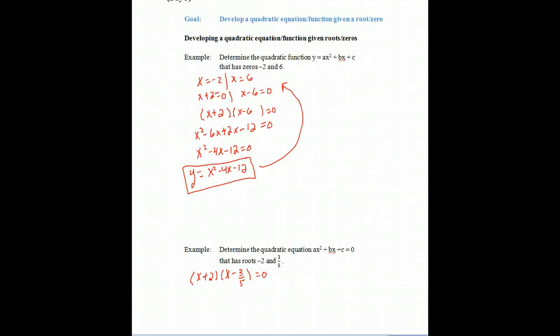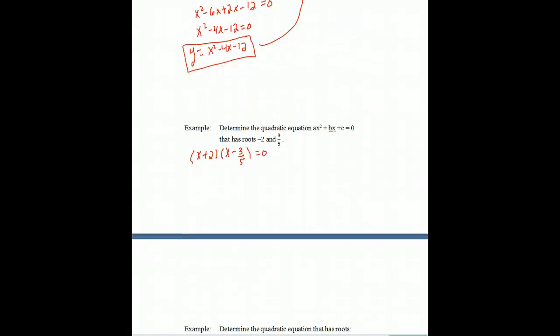Now in our next example here, we're given roots of -2 and 3/5. What you can do here is take a small shortcut. You would know that what should be in the brackets will be the opposite of the roots. To demonstrate it, the roots were -2 and 6 in our first example. When we put it back in, they were opposite values, 2 and -6. Now we need to carry out our multiplication.